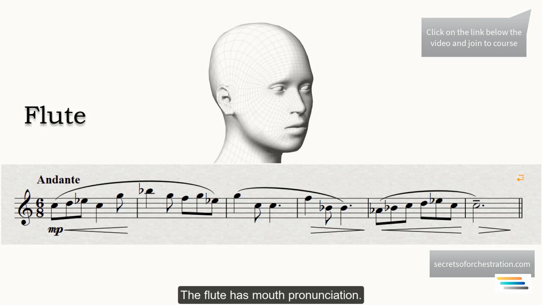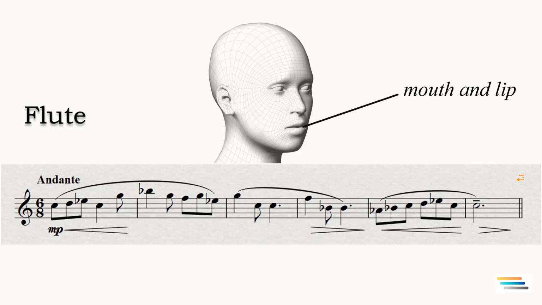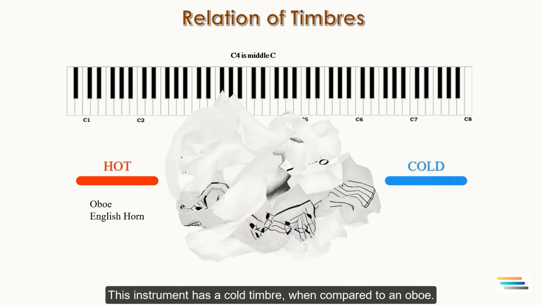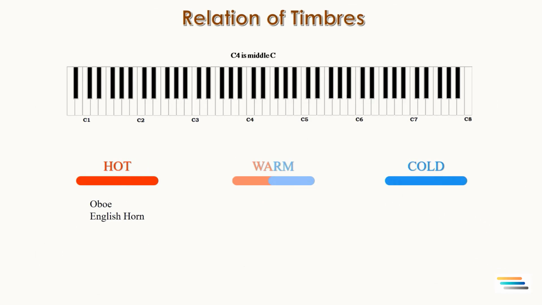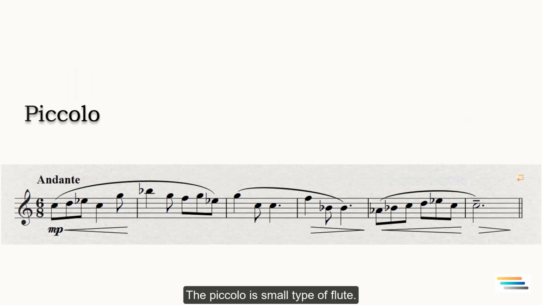The flute has mouth pronunciation, like someone is speaking with half-closed mouth and lips. This instrument has a cold timbre when compared to the oboe. Hence, I am adding it into the cold category. The piccolo is a small type of flute. This instrument has a cold tone color.